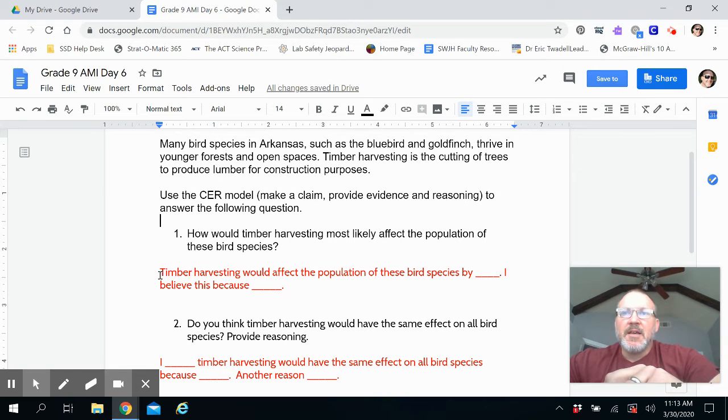Okay. Here is a guide, a support sentence frame for you to use for answering this question. It says, timber harvesting would affect the population of these bird species by blank. I believe this because blank. So in other words, how does the cutting of trees impact the open spaces that these birds have? That's what you need to look at for number 1.